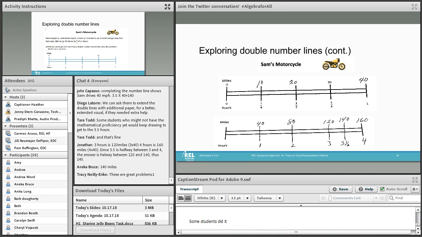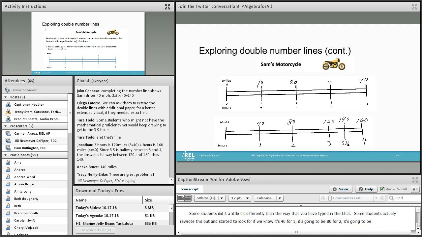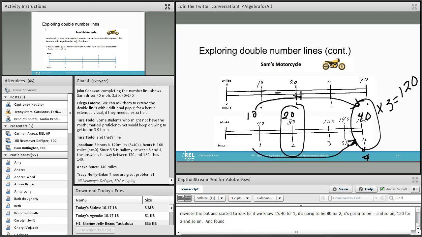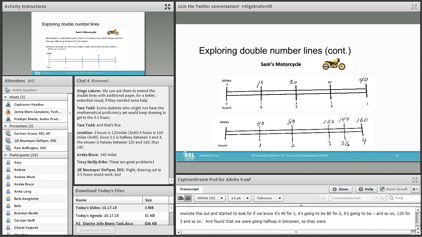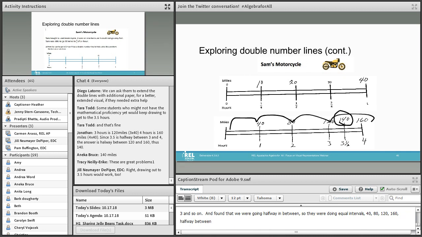Some students did it a little bit differently than the way that you have typed in the chat. Some students actually rewrote this out and started to look for, if we know it's 40 for one, it's going to be 80 for two, and so on, 120 for three, and found that we were going halfway in between. So they were doing equal intervals, 40, 80, 120, 160, halfway between those. This difference halfway between the 120 and 160 came out to 140.